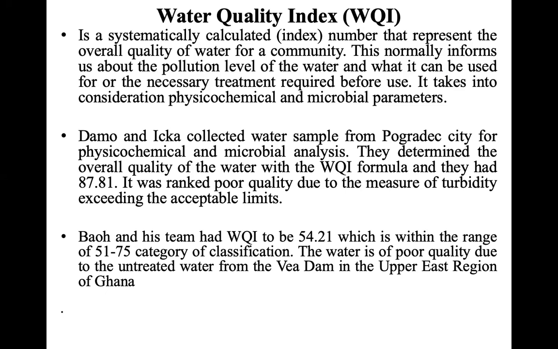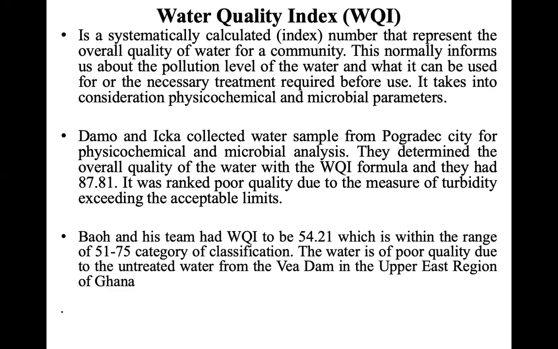And this normally informs the individual, the researcher, about the pollution level of water, and whether it can be used or needs to be treated before use. It takes into consideration the physical, chemical, and even the microbial parameters. Now, Demo and ICA conducted a research where they sampled organic city for the physical, chemical, and microbial analysis of the water samples that they had.